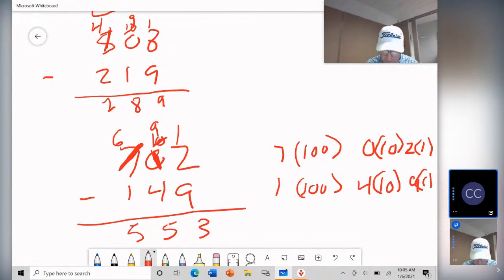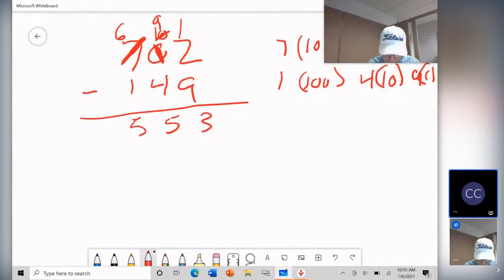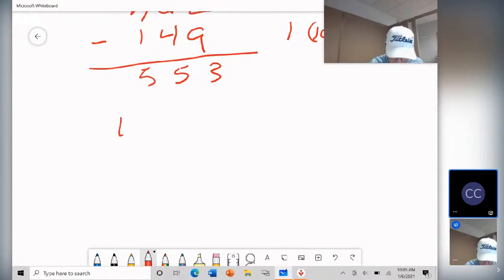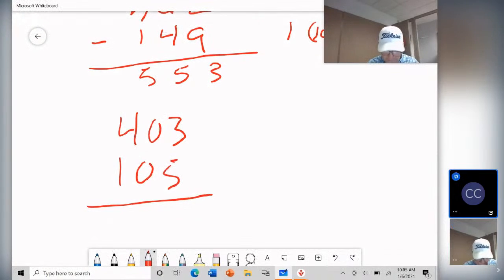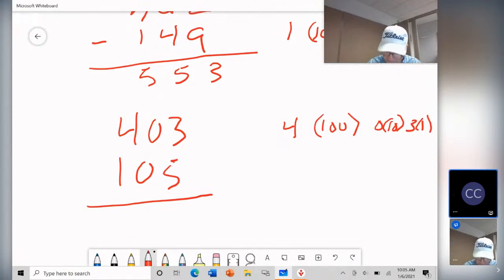Okay, let's do one more here. So let's do 403 minus 105. Okay, so once again, we have 0 in the middle. So we break this down. It's 4 hundreds, 0 tens, and 3 ones. In the bottom, it's 1 hundred, 0 tens, and 5 ones.